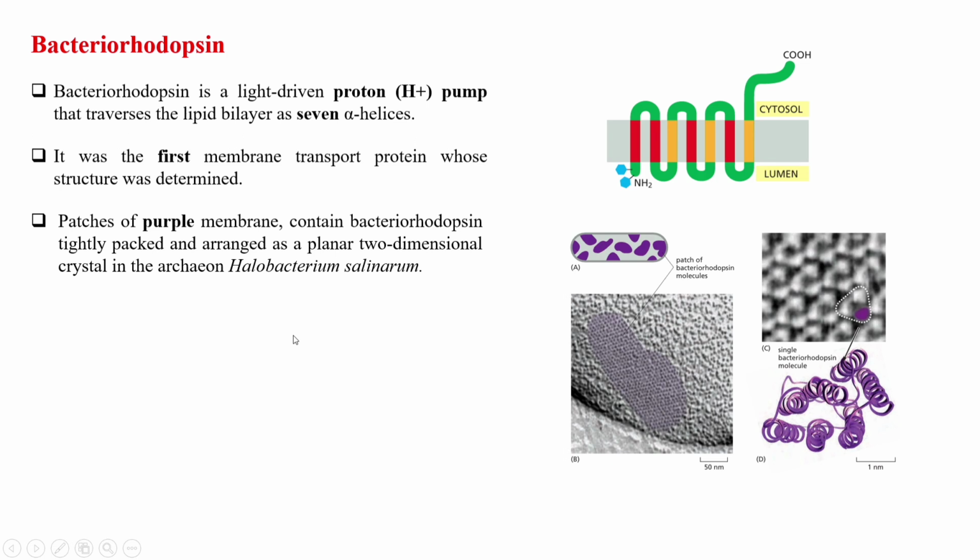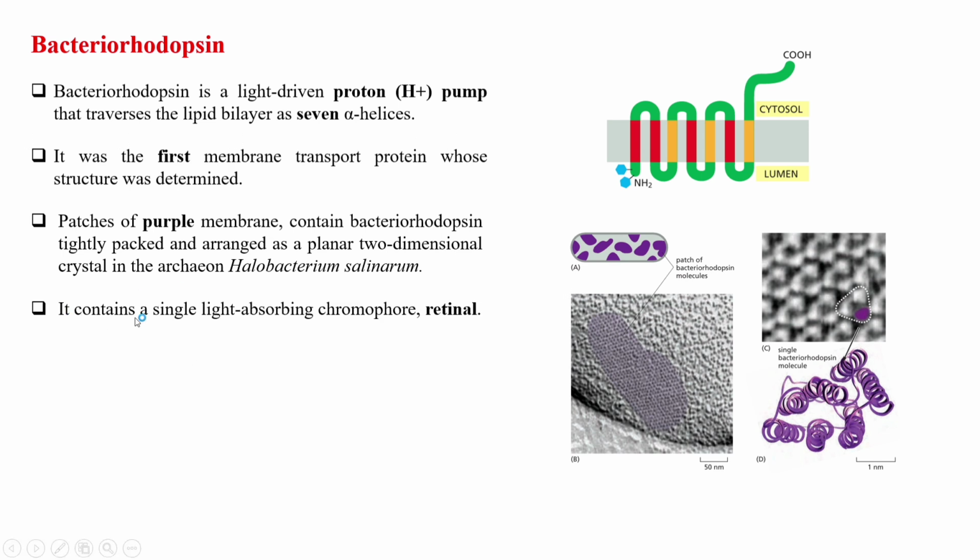So for this structural arrangement, it was possible to determine the three-dimensional structure of bacteriorhodopsin by combining electron microscopy and electron diffraction analysis. This process is called electron crystallography. For bacteriorhodopsins, the structure was later confirmed and extended to very high resolution by X-ray crystallography. So by electron crystallography and X-ray crystallography, the three-dimensional structure was generated, and these planar two-dimensional crystals help in obtaining the three-dimensional structure by electron crystallography.